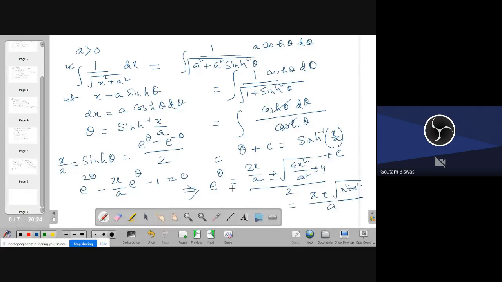So e to the power theta. So what will be the result? So e to the power theta is going to be like this. So theta will be, just find out theta here. From here, just find out theta. You know how to do it.